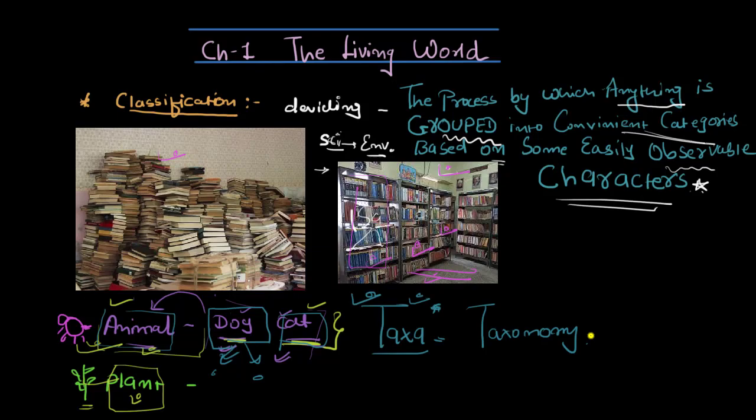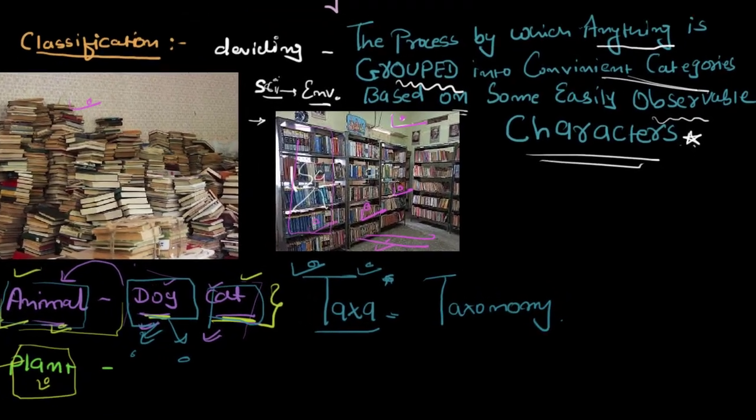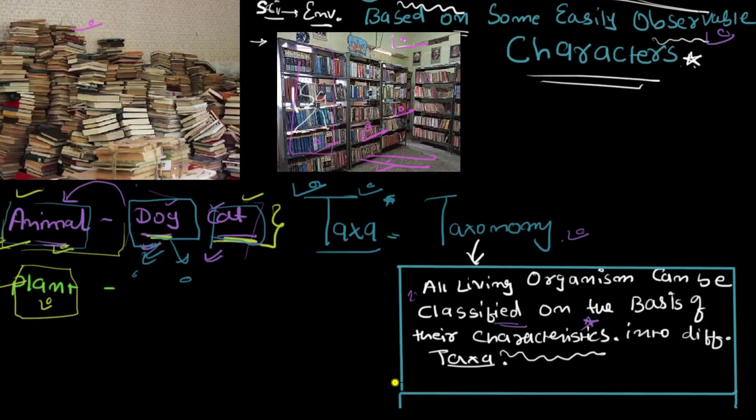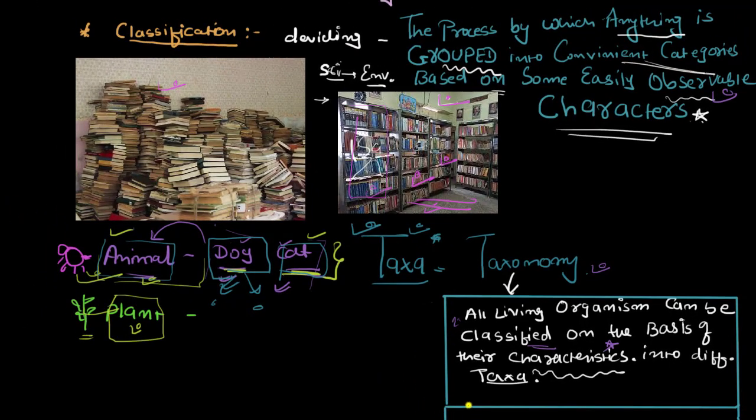Getting it? If I say it in a more scientific way, all living organisms can be classified on the basis of their characteristics into different taxa. Now you know what is taxa. You know that there are different characteristics which you are observing and you are classifying them, and this is the exact definition of taxonomy. Now, based on some simple, easily observable characteristics, what are these characteristics which you are observing and actually using to group or classify them?